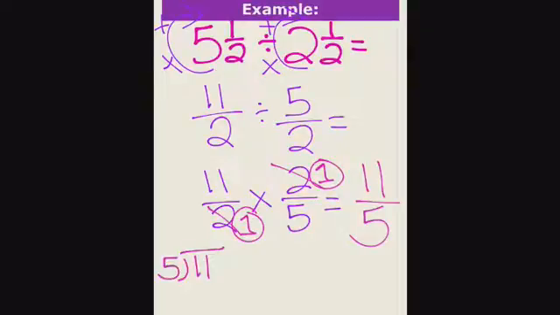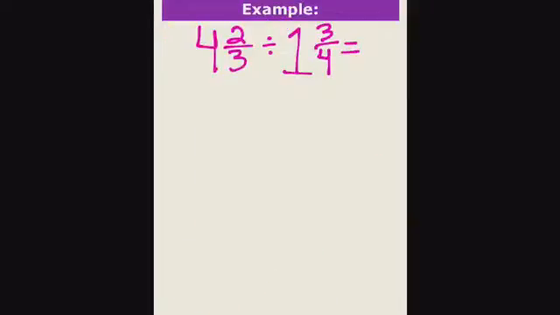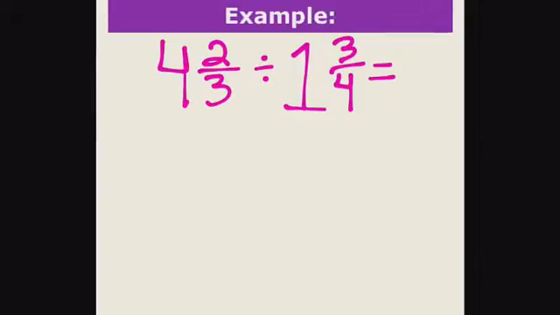11 divided by 5, let's see, 5 goes into 11 2 times. 11 minus 10 is 1. Okay, so we get a mixed number of 2 and 1/5. Okay, just a couple more to try. 4 and 2/3 divided by 1 and 3/4.